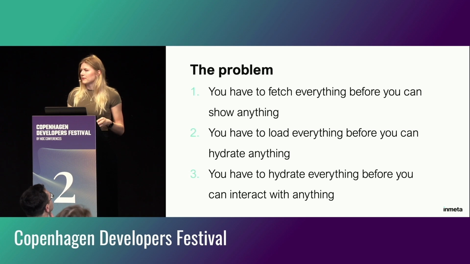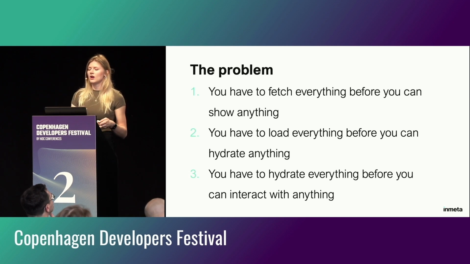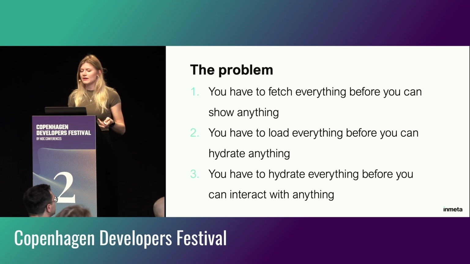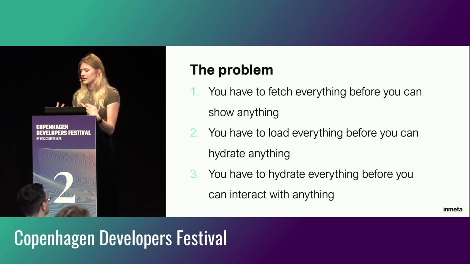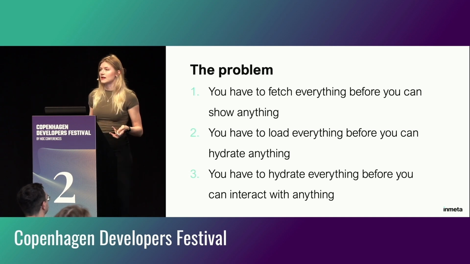So why does this happen? First, you have to fetch everything before you can show anything. All the HTML with the data fetched must be processed on the server before it can be sent to the client. Secondly, you have to load everything before you can hydrate anything. That's because React needs to match the tree in the browser with the one from the server. And third, you have to hydrate everything before you can interact with anything. React starts the hydration and then doesn't stop until it's done.